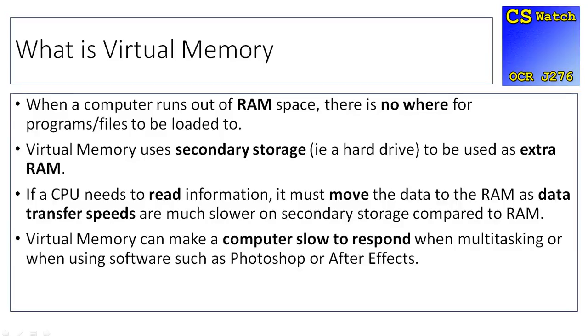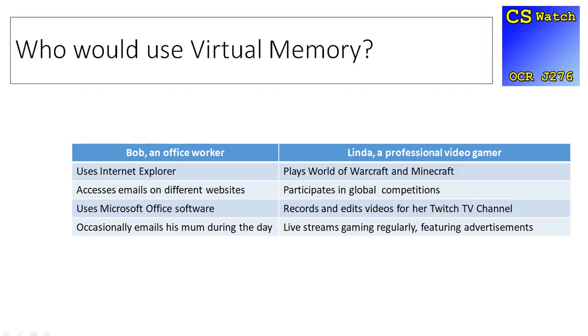So if you've got lots of things opening, if you've got Photoshop open, After Effects open, and some other graphics packages which are really resource heavy, it can make the computer slow to respond. Purely because that slowness is the computer trying to interact with the virtual memory on the secondary storage. Normally you're used to things being in the RAM, so it's nice, it's quick, it's fast, it's zippy, whereas on the virtual memory it isn't as much so.